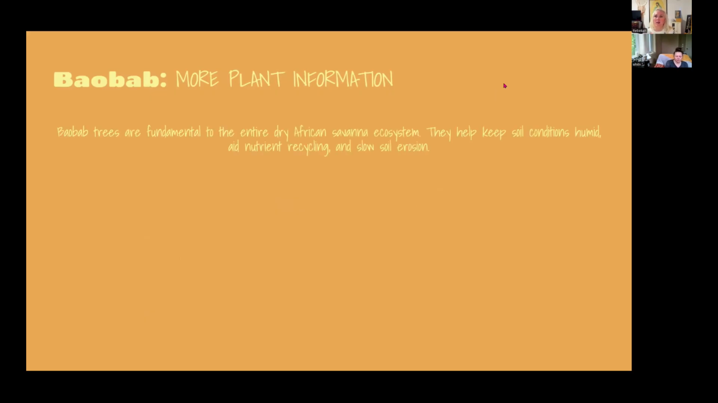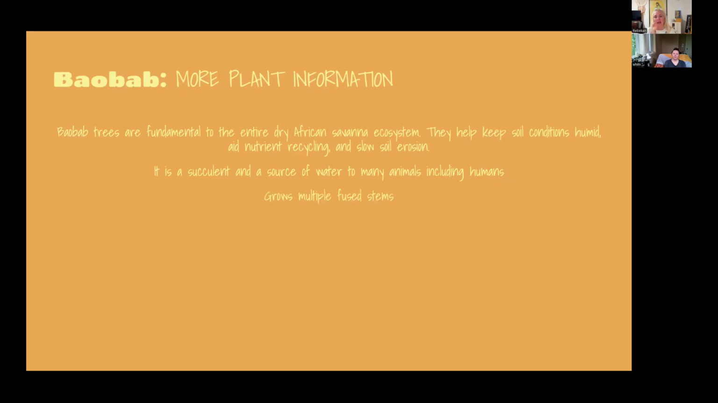The baobab tree is vital to the entire African ecosystem. They help soil conditions and humidity, they aid nutrient recycling, and they slow soil erosion. We'll talk more about it, but there's even more. That's just about the ground, because it is really a succulent, which is weird. And it is a source of water. It holds so much water, for humans, animals, everyone. It collects water inside it. I think it said it can hold like 1,000 gallons of water at a time.